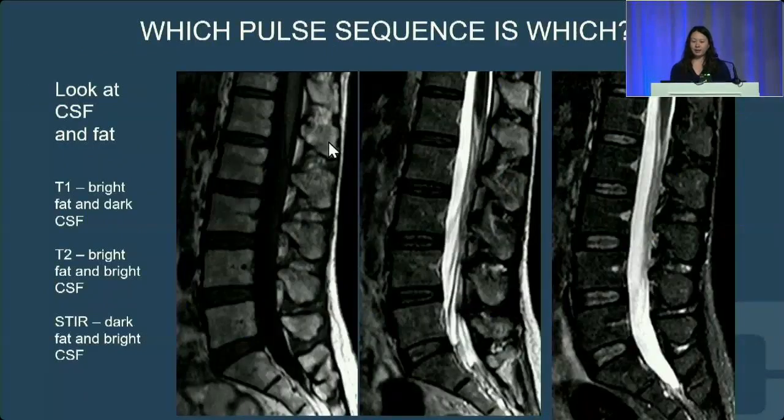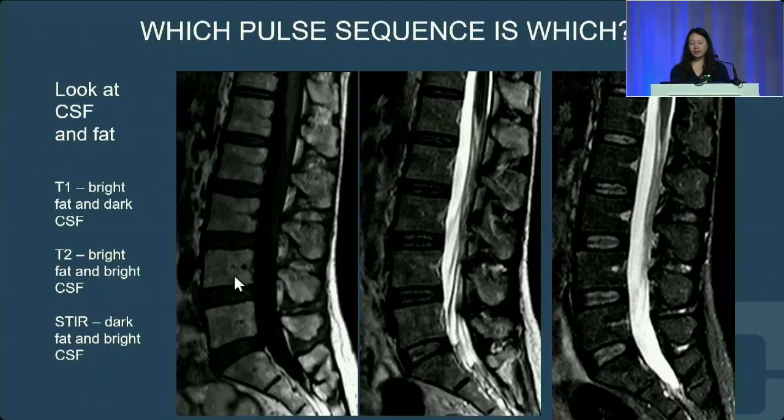And the way we tell which sequence is which is the T2 and the STIR are fluid-sensitive sequences, right? So the CSF is going to be bright on those. STIR, the fat is suppressed. So this is a STIR sequence, and you can see that the normal paraspinal fat is actually dark.